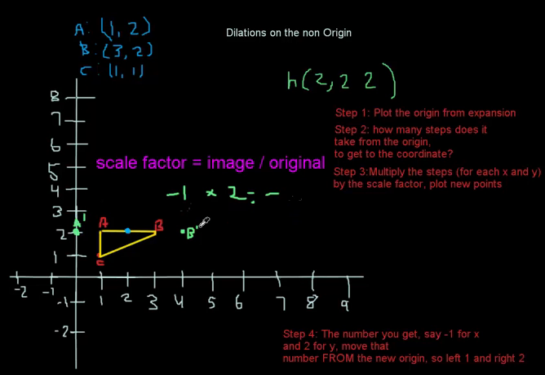So your new point is from the origin, you move what you got. Basically, you got -2 and -2. You move left 2, and you move down 2. So this would be your new C prime, because we did back 2 for the X and back 2 for the Y.